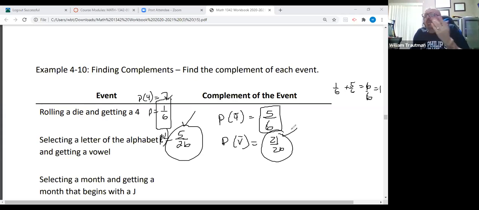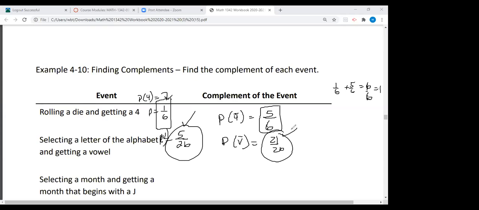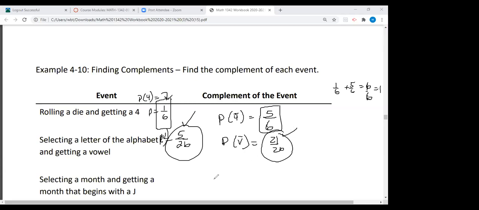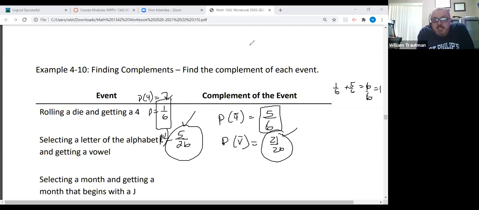Anybody know, we have vowels. What are the other letters called that are not vowels? They have a word to them. Consonants? Yes, consonants. I thought they had another word to it, but we'll use that. Consonant. Let's try the next one.